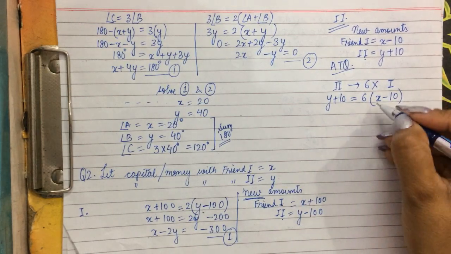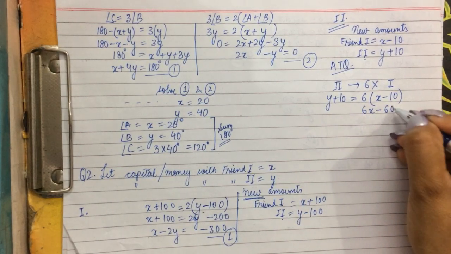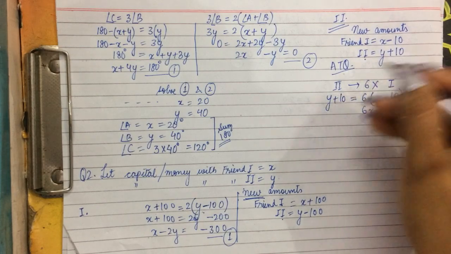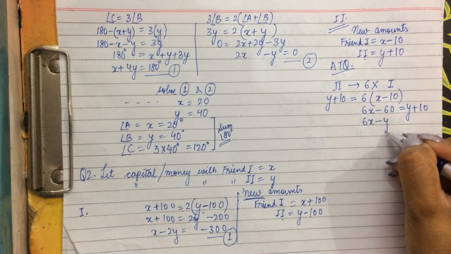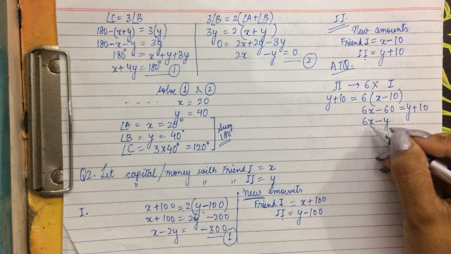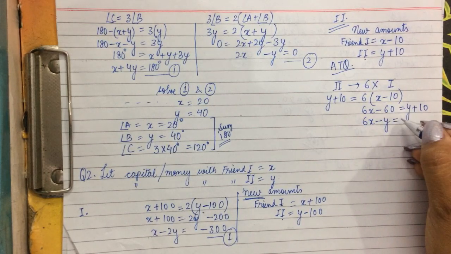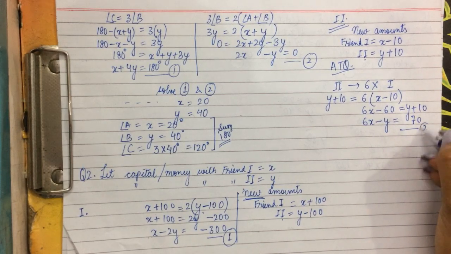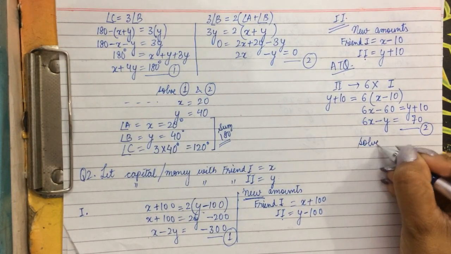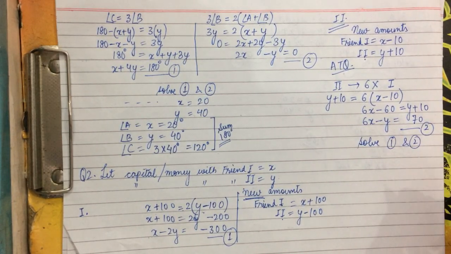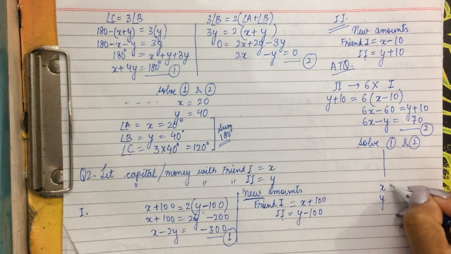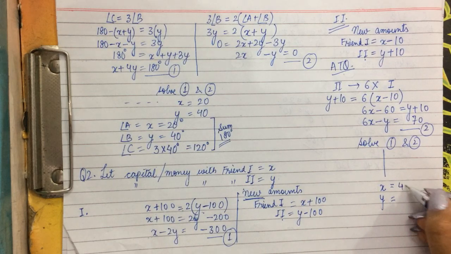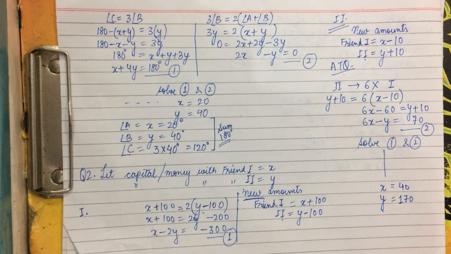Let's simplify. This becomes 6x minus 60 equals, I'm writing this on the right hand side, y plus 10. 6x minus y, terms with variables on the left hand side, constants on the right hand side, will give you this. This is your second equation. Solve 1 and 2 with any algebraic method and find out x and y. The values of x and y will come out to be 40 and 170 rupees respectively.